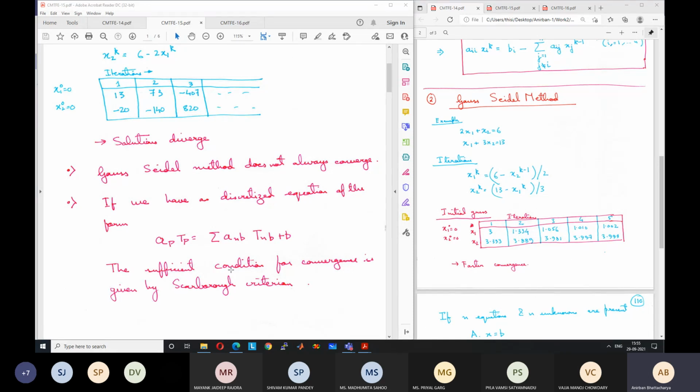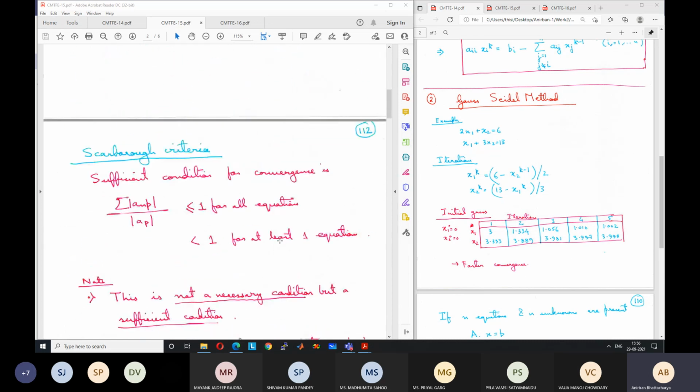Even if we do not satisfy this Scarborough criteria, we may still get the converged solution. If it was a necessary condition, it would have been necessary to satisfy this Scarborough criteria to get a converged solution. Otherwise, we would not have got it. But here, if we satisfy the condition, we are sure that we will get the converged solution. If we do not satisfy it, it is up to luck. We may or may not get the correct solution. So it is a sufficient condition, but not a necessary condition.